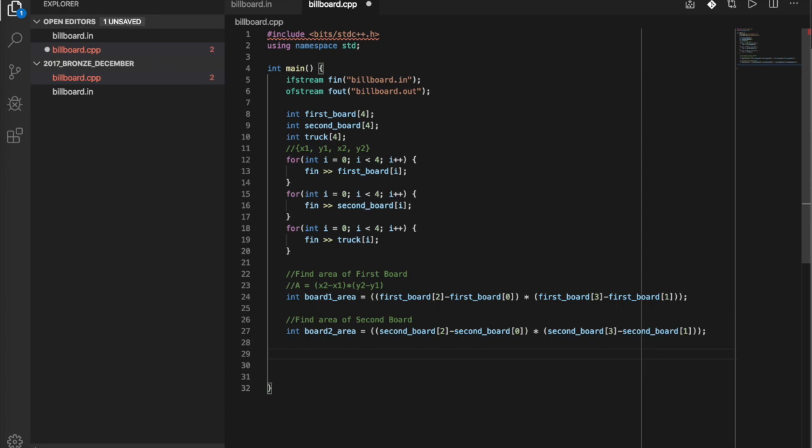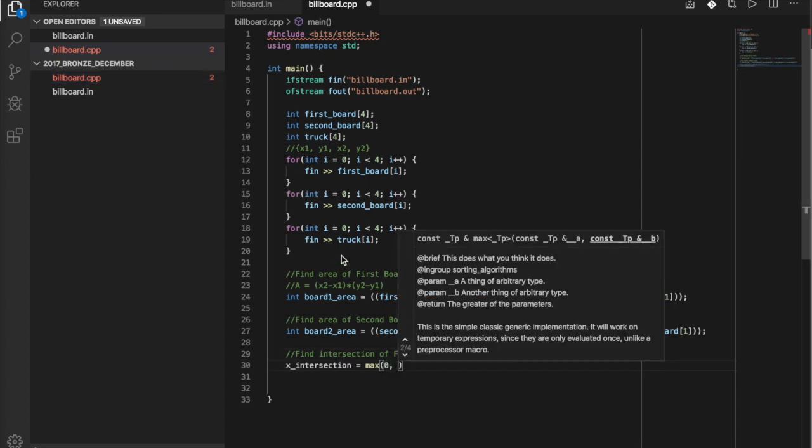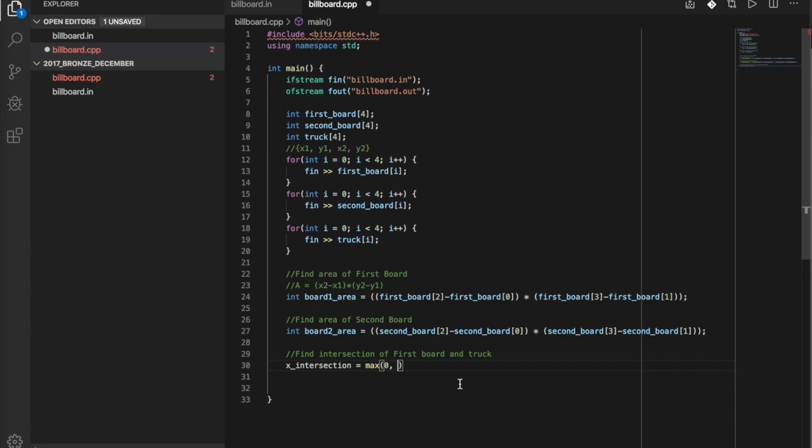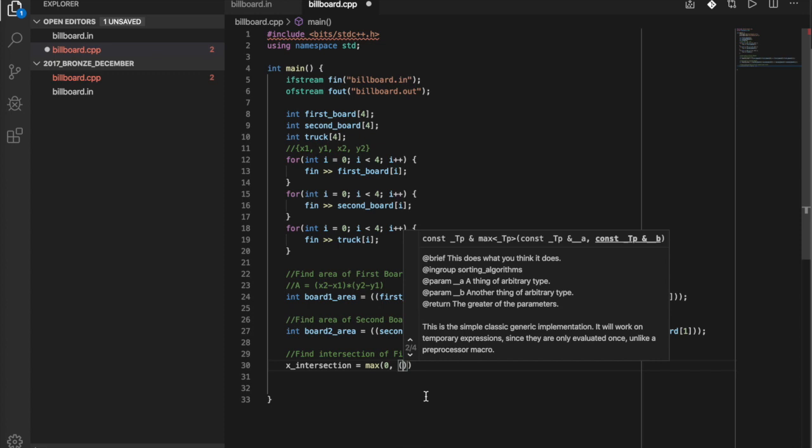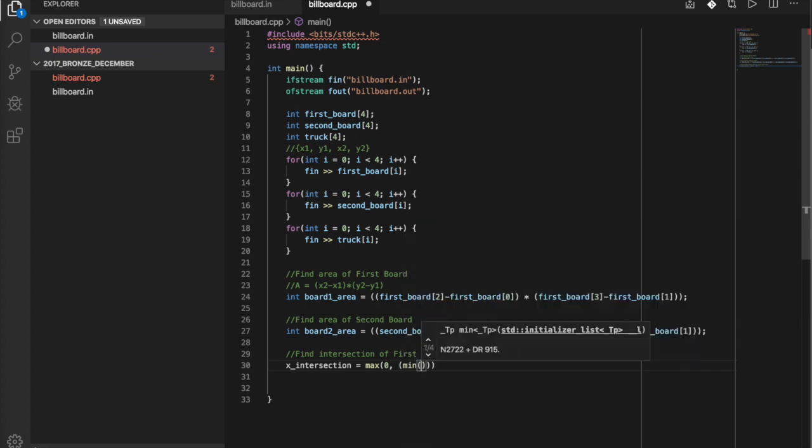So now all we do is find the intersection. So find intersection of first board and the truck. Yeah. So the x intersection here would be the maximum of 0 and whatever you're going to put here. So we're going to put the minimum of this element right here, x2 of the first board and x2 of the truck.